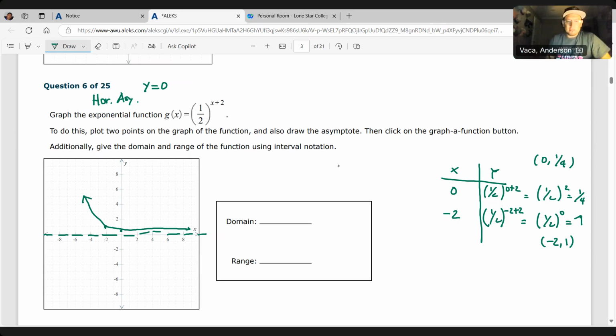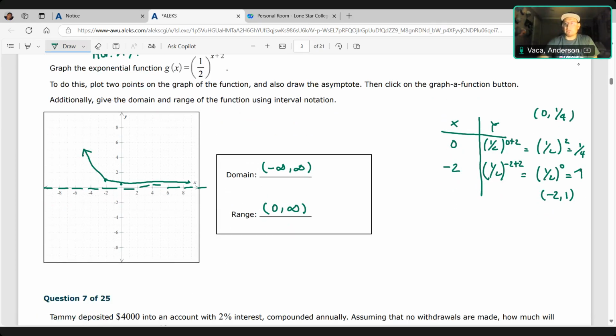The domain of any exponential function will be all real numbers. And in this case, the range will be all the values that are greater than 0, all the y values greater than 0. Again, from here up. Okay. Alrighty then, let's move on. We don't want this to be too long, just enough.